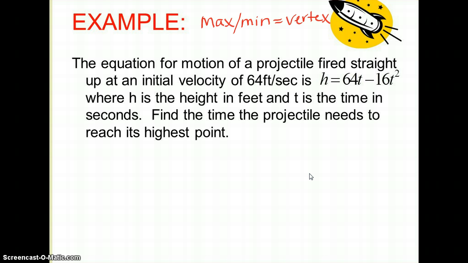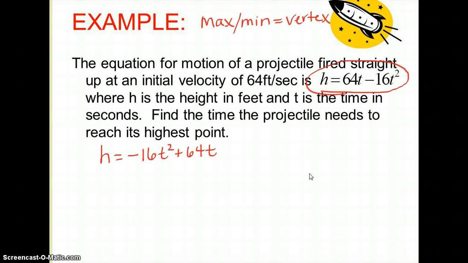Okay, so if you read through this problem, it says we have a projectile that's being fired straight up at an initial velocity of 64 feet per second. And it gives me this quadratic function, h equals 64t minus 16t squared. h is the height in feet, t is the time in seconds. And it says find the time the projectile needs to reach its highest point. Now if I'm going to put it in standard form, it would look like this: negative 16t squared plus 64t.